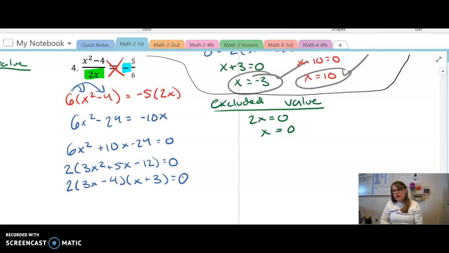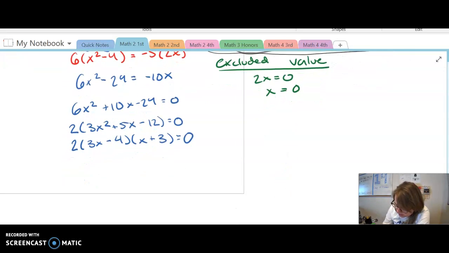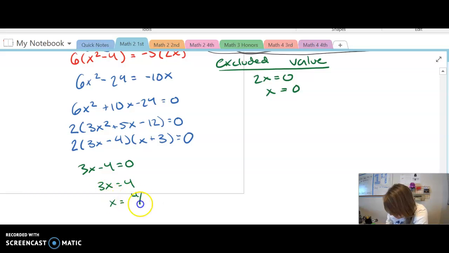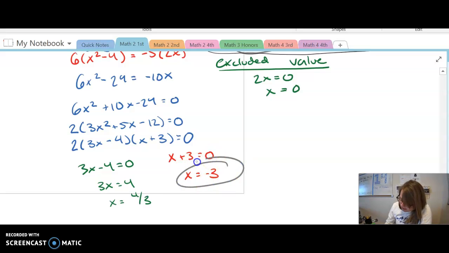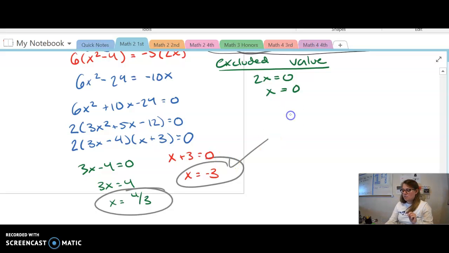Now that we've correctly factored this, we can find the two solutions to my problem. I'm going to set 3x minus 4 equals 0. Add 4 to both sides and I get 3x equals 4. Divide by 3 and I get x equals 4/3. Now I'm going to do the other one. I have x plus 3 equals 0. Subtract 3 from both sides and I get x equals negative 3. I'm going to double check that both of my solutions are not 0. They're not. So that means x equals negative 3 and x equals 4/3 are my two solutions, and they both work. They are not excluded.